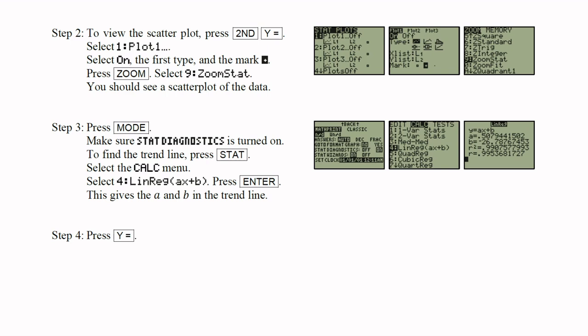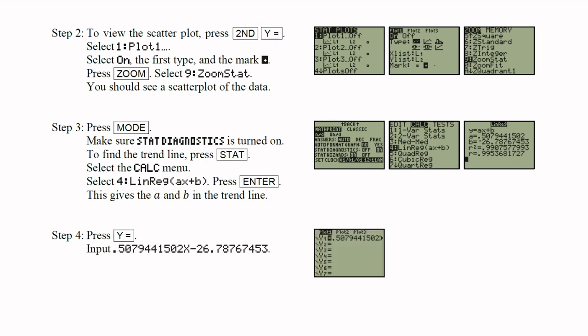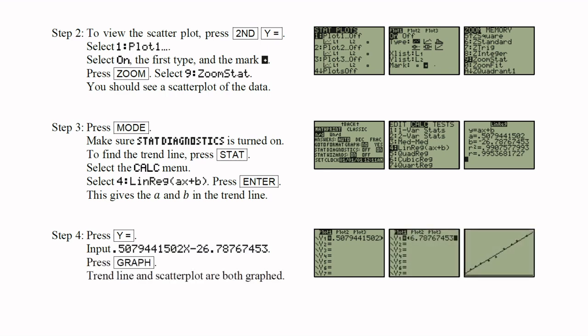In step 4, you're going to press y equals. You're going to input the full value of your slope and your y-intercept in the form ax plus b, or mx plus b, as you are more familiar with. You're going to press graph, and your trend line and scatter plot are both graphed for you.